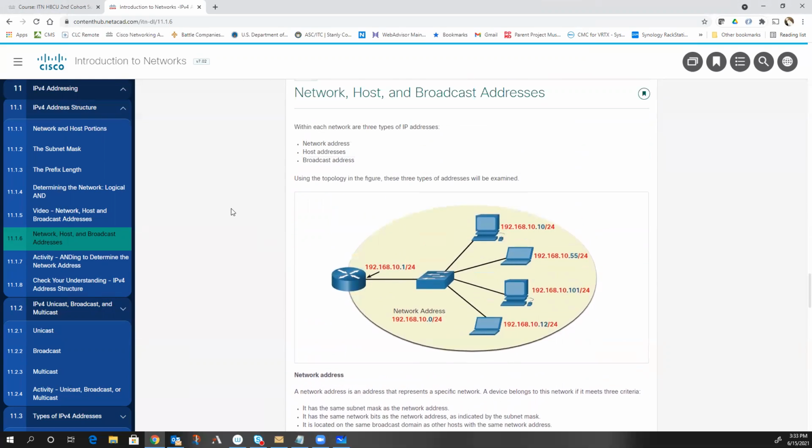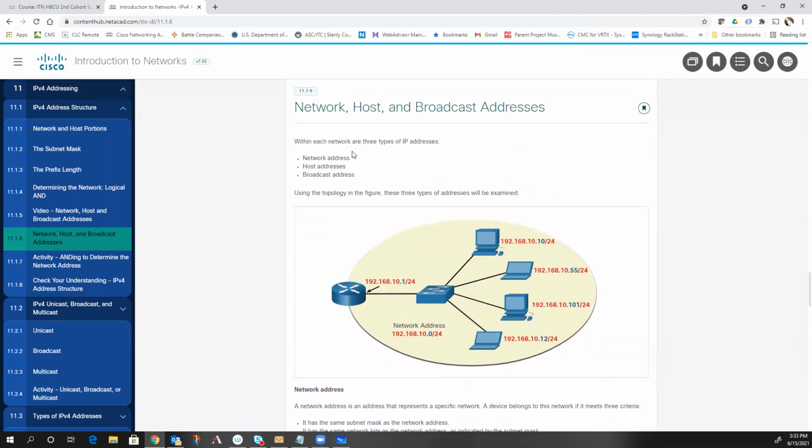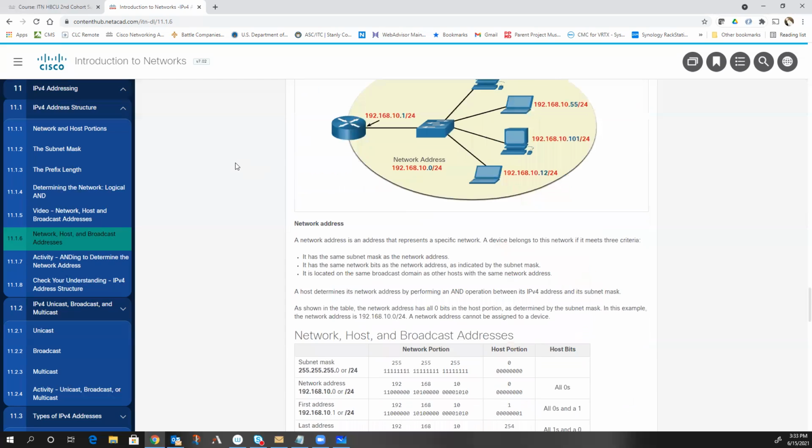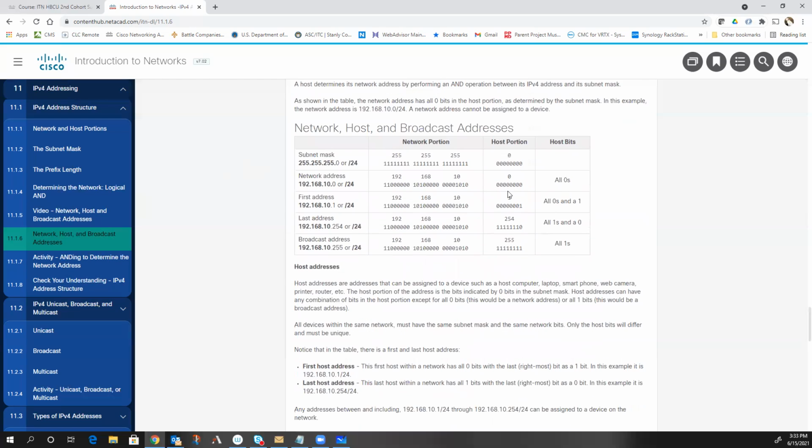Any questions about the difference between a network address? Remember, network addresses have all zeros in the host portion. A broadcast address has all ones in the host portion, and then a host address has neither all ones nor all zeros. So a host address is a usable IP address that can be assigned to a host. And that's all they're showing you here. Network address is all zeros. Broadcast is all ones. Anything that's not all ones or all zeros is completely usable for a host.